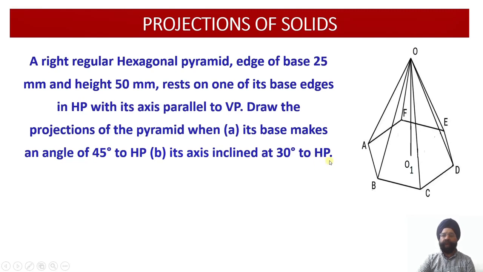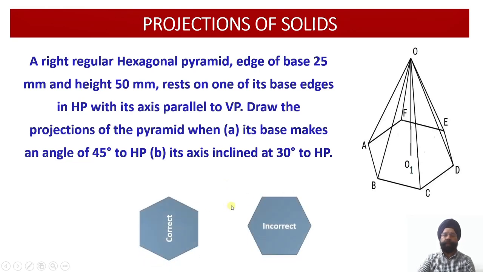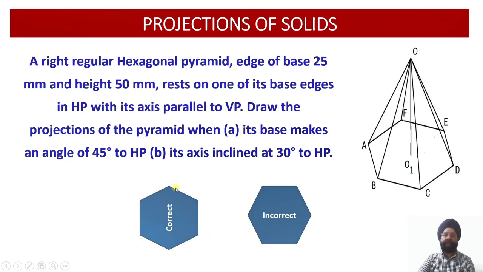So we are trying to evaluate how the changes in the orientation of the solid with respect to a particular reference plane are going to affect the projections which will be obtained on the horizontal plane. So let us first of all evaluate the basic shape of the hexagon which will be drawn onto the horizontal plane. You see, in this case we are provided with the fact that this hexagonal pyramid is resting on one of its base edges in HP, and the first angle of inclination, which is the only angle of inclination of this hexagonal pyramid, is with respect to the horizontal plane.